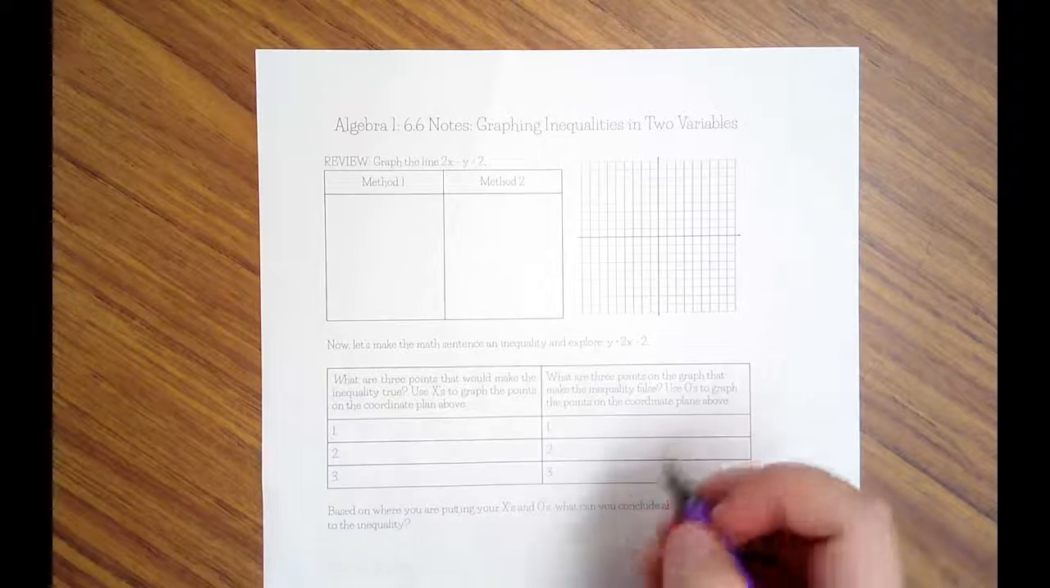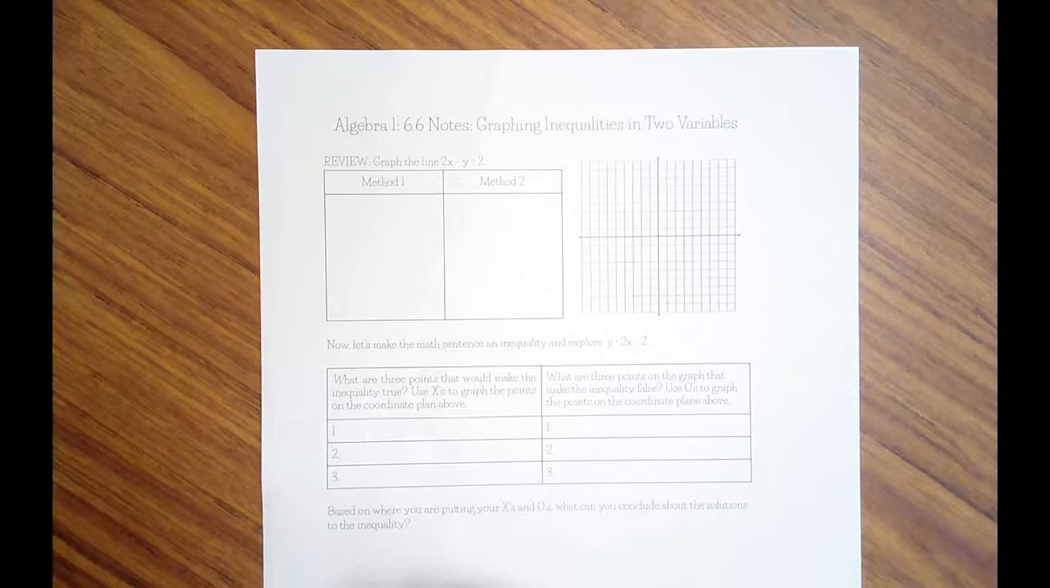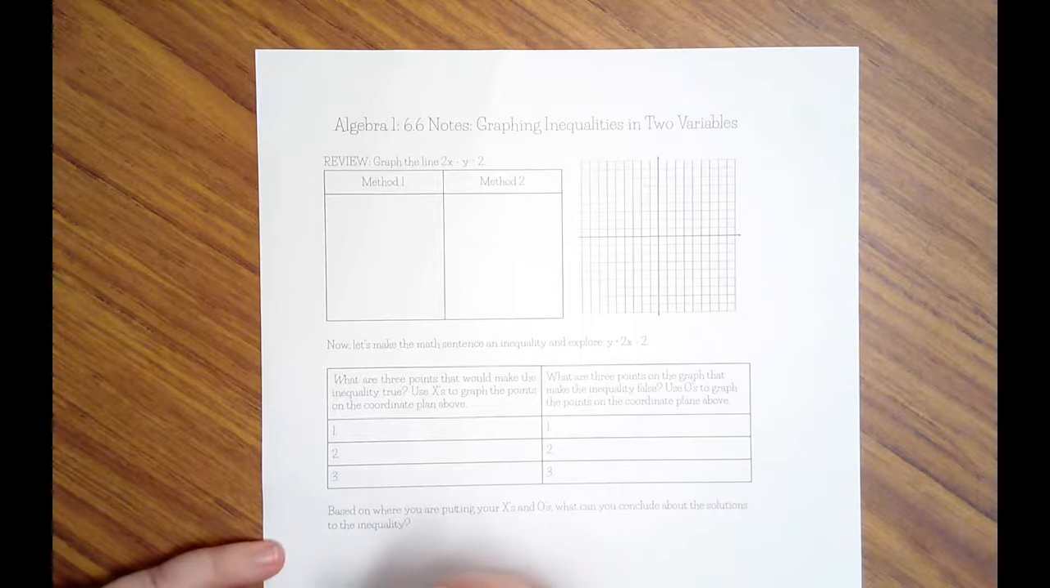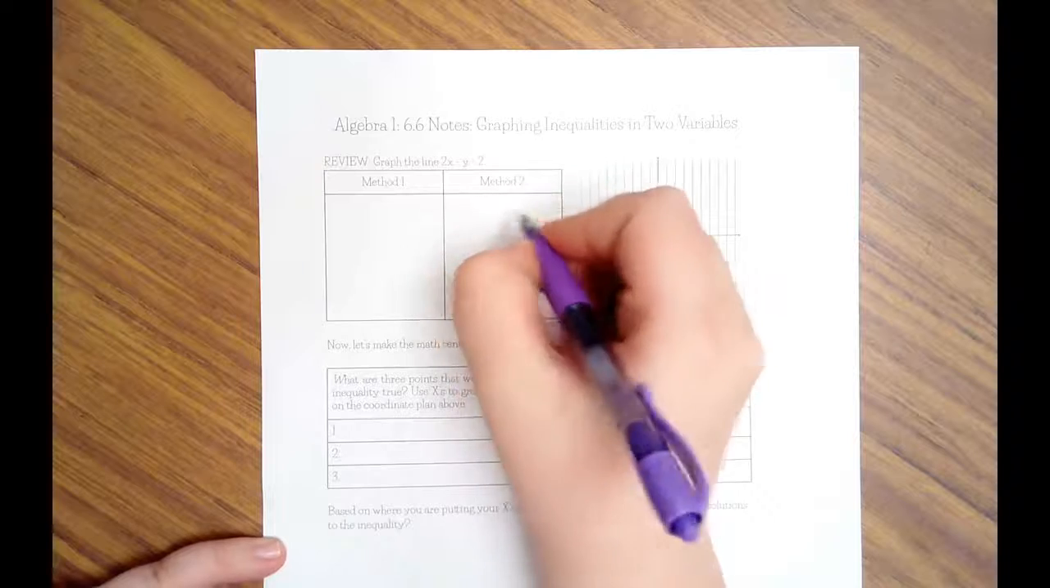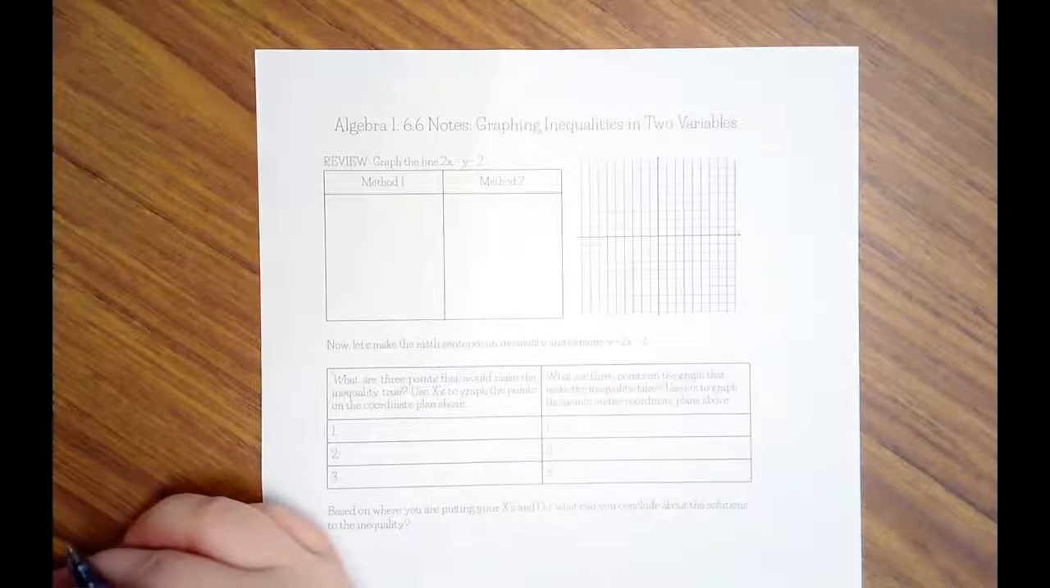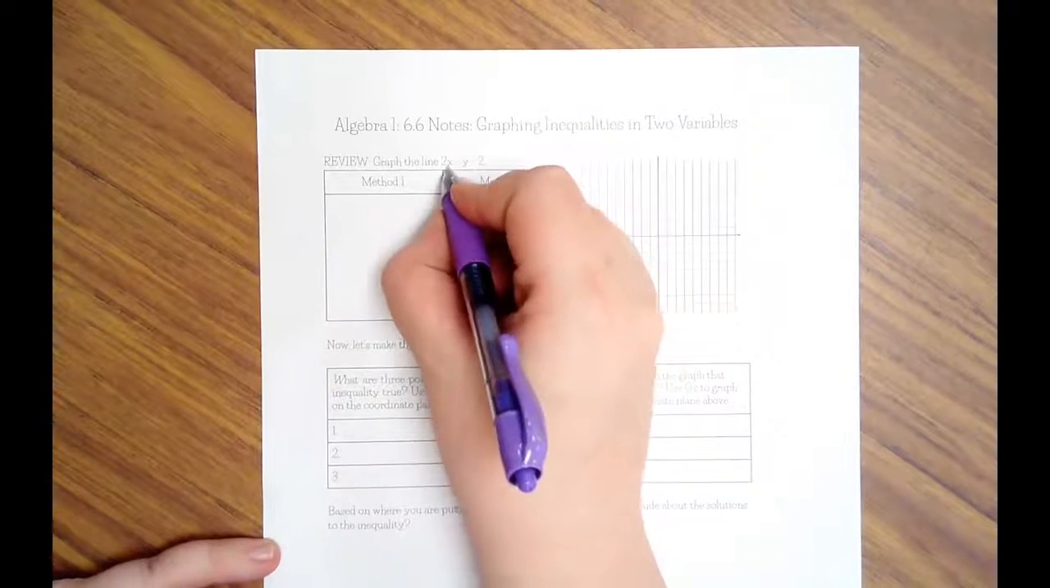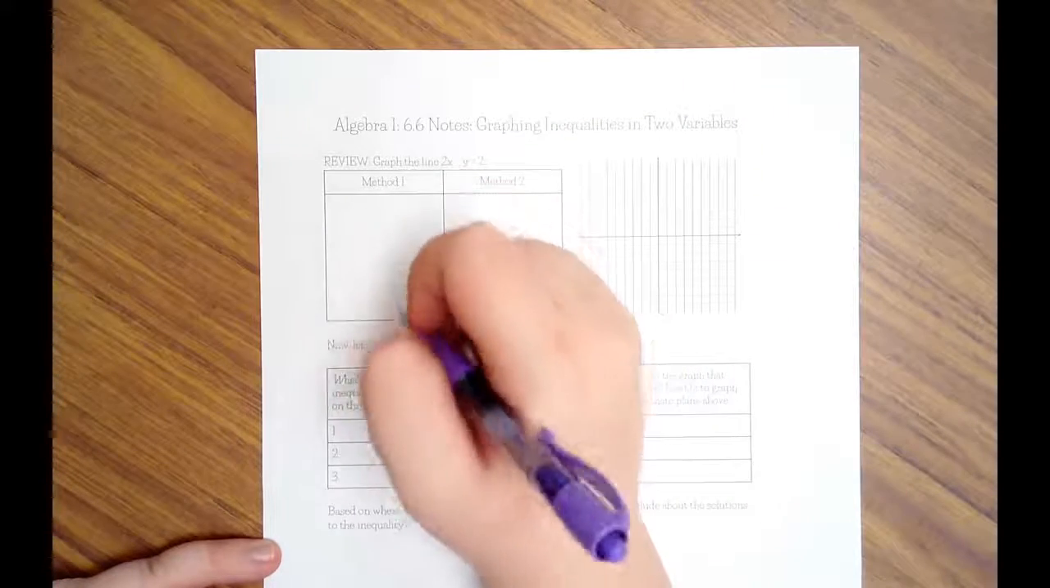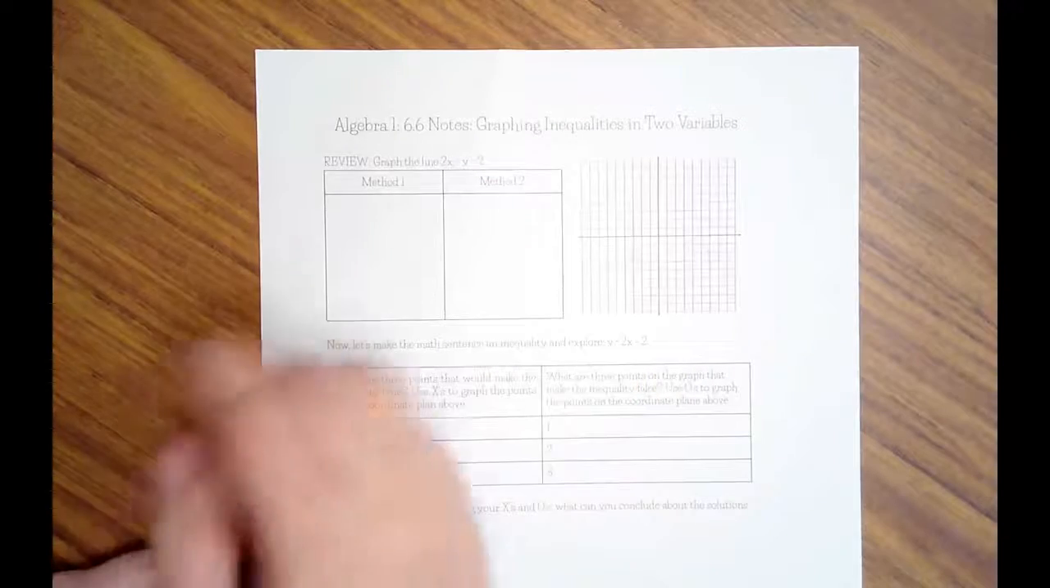So when I give you the line 2x minus y equals 2, the first thing we have to do, for method 1 anyway, is get it into y equals form. In method 2, we can leave it in the standard form that it is. If it's method 1, which is the method we talked about the other day, we have to put it in y equals.